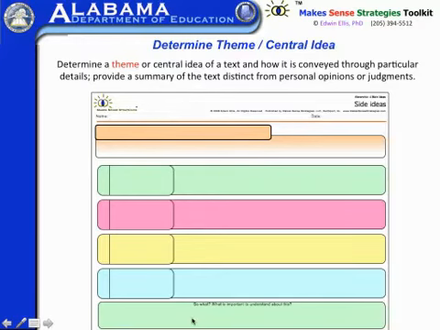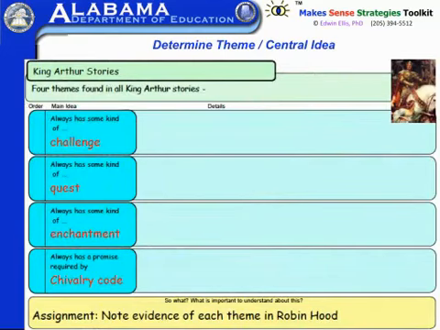Well, here's how I would use that for theme analysis. Now this is an example of looking at themes in the King Arthur stories. And so there are four basic themes found in all King Arthur stories, like there's always some kind of challenge, some kind of quest, enchantment, and there's always a promise required by the chivalry code. And then we can look at how that shows up in books like, or stories like Robin Hood and so forth.